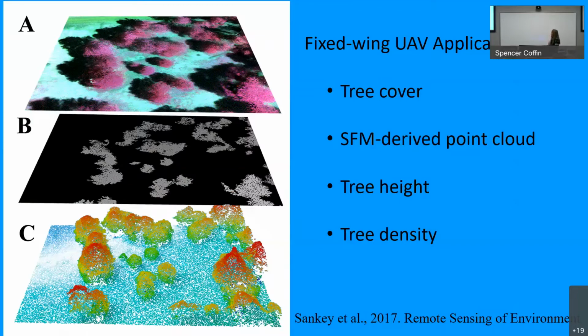So from the fixed wing UAV, what are the kinds of data sets you get? In the top panel, I show a multispectral image. This has about 15 centimeter resolution, where in red, you can see individual tree canopies. Next to each one of those trees, you see shadows associated with them. Using this, we can classify tree canopy cover, which I show in panel B. The gray pixels are the footprint of those individual tree canopies.